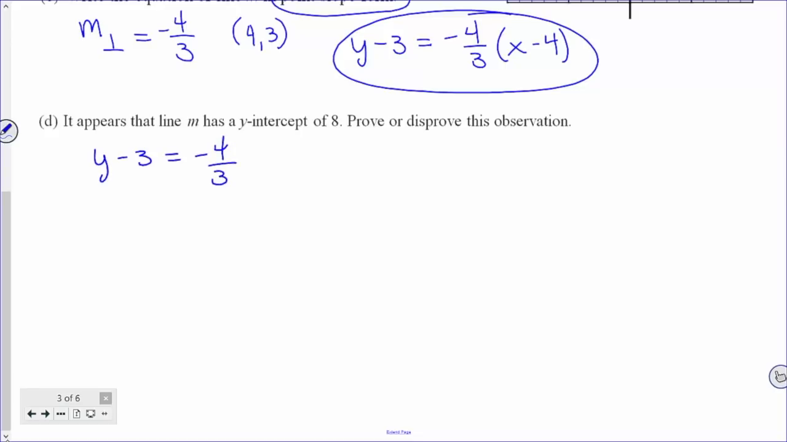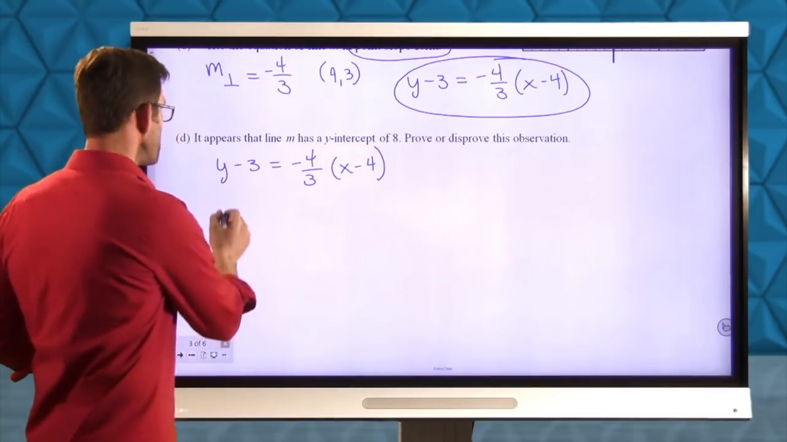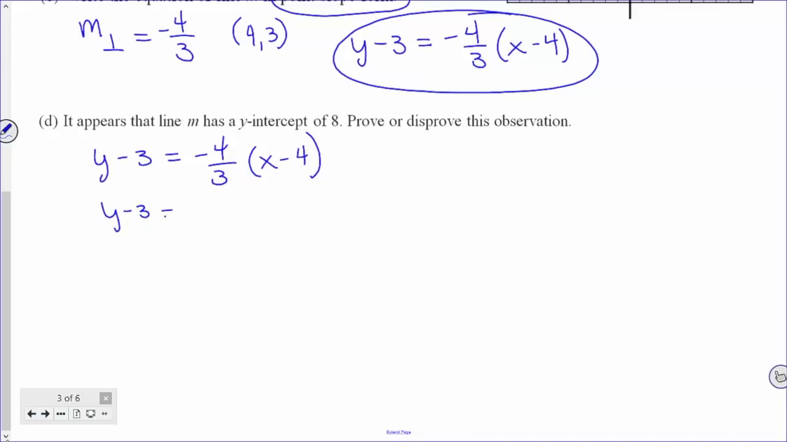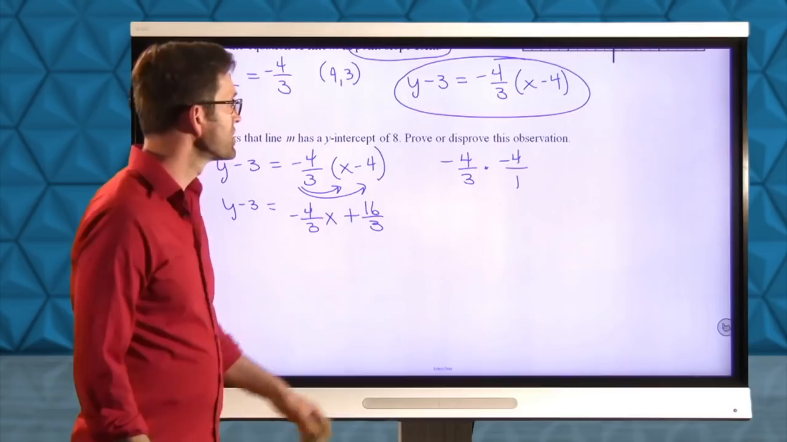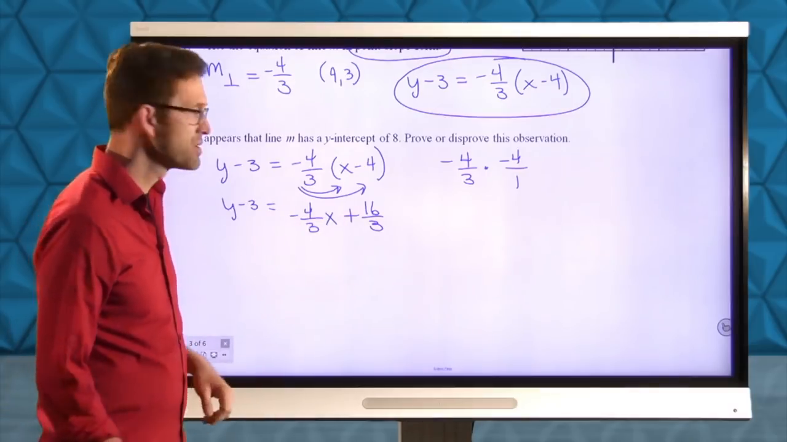Remember, we are in high school geometry. We have to get by our fear of fractions. We have to be able to use them. So let's do it. Let's take that -4/3 and distribute it. That will give us -4/3 x plus 16/3, right? Remember, when you multiply two fractions, multiply their tops, multiply their bottoms, 16/3, right?